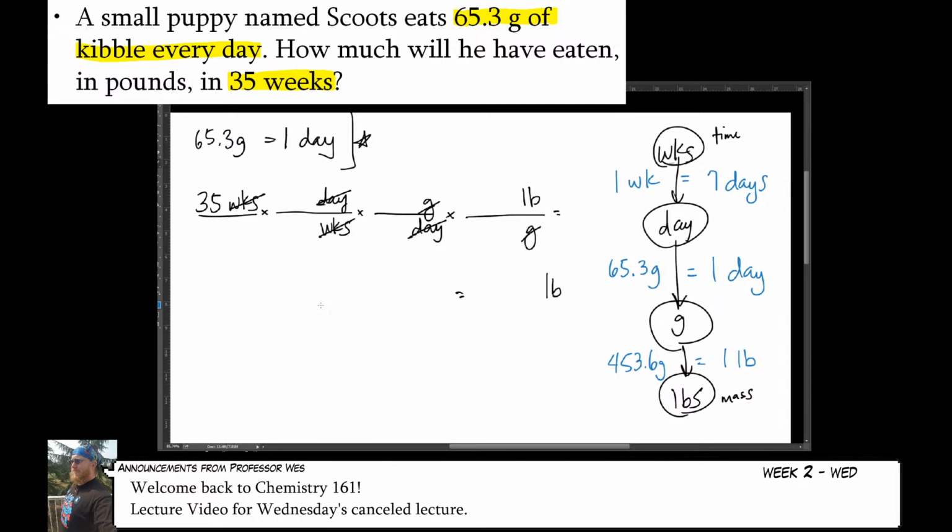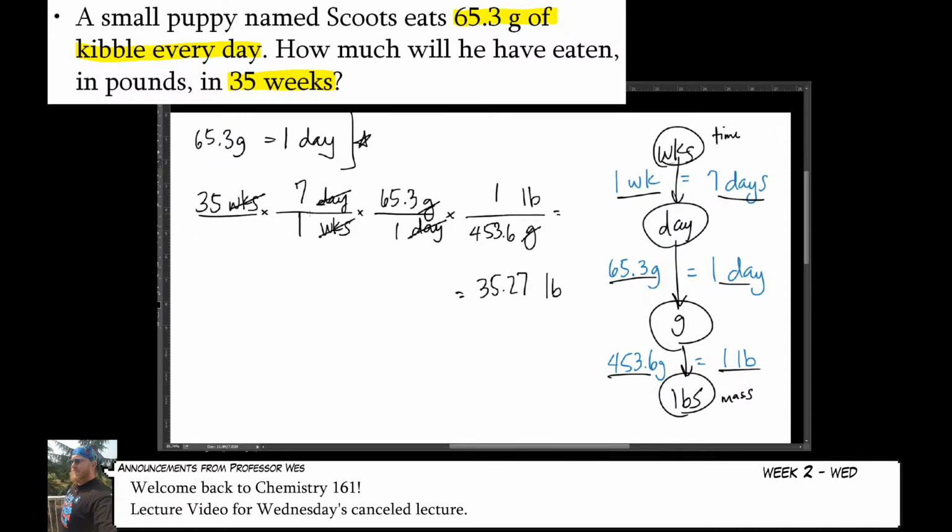All right, how big of a porker is Scoots? Let's see. So in a week, there are 7 days, because that's what this says here. He eats 65.3 grams per day. And there are 453.6 grams in 1 pound. So how much is he going to eat? That's a lot of food. So Scoots will eat 35.2700 pounds of food in 35 weeks.